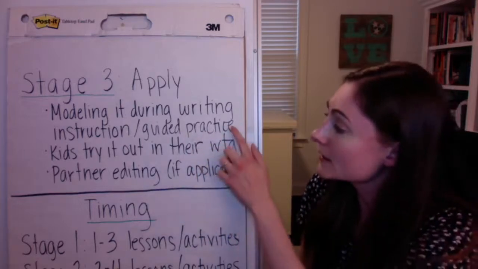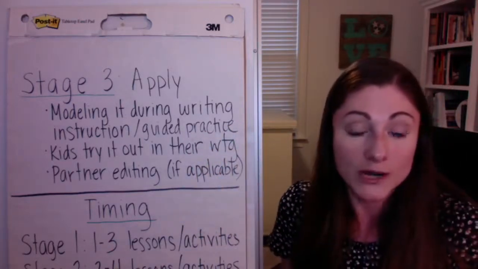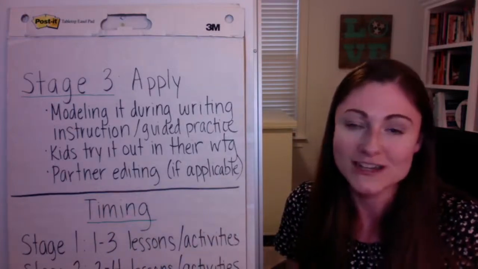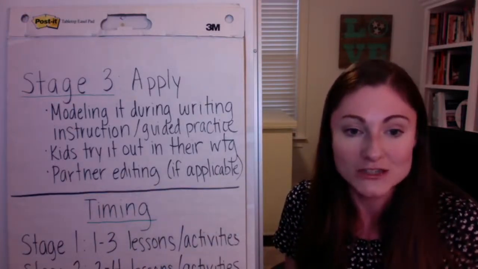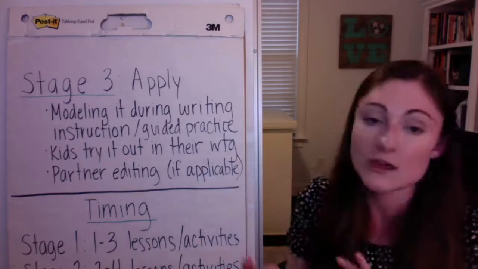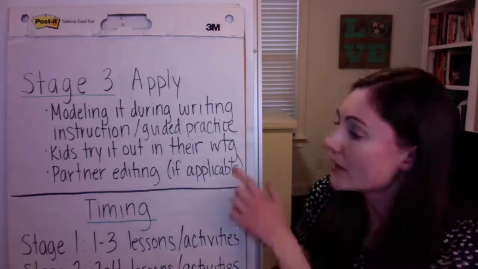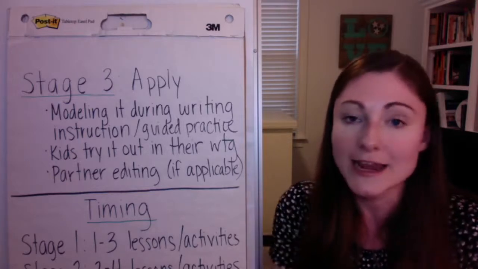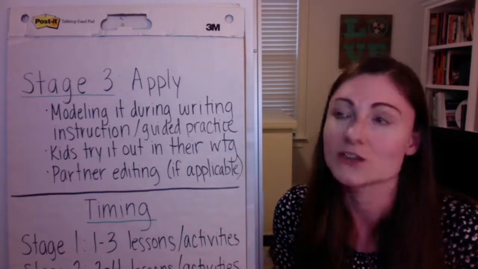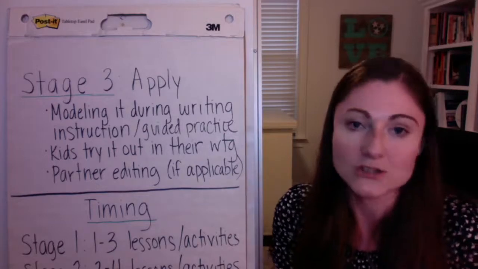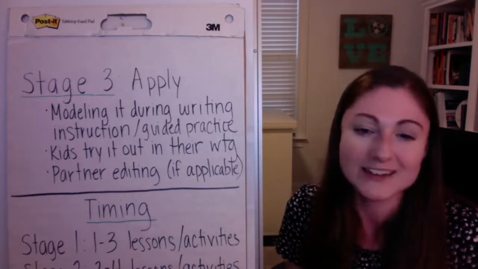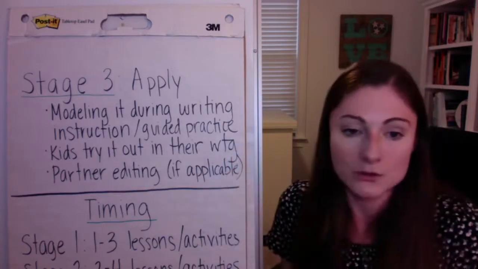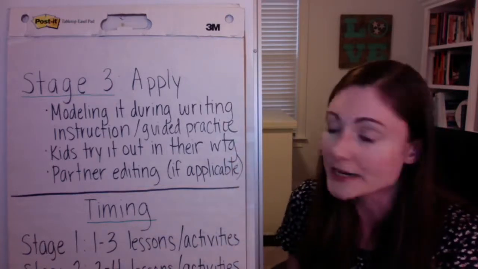So you're modeling, maybe there's some sort of shared writing opportunity where as a class, you're writing, for example, a nonfiction text, and the kids are supplying adjectives for you to write into the piece. So there's going to be some guided practice. And then eventually the kids are going to try it out in their writing. So you might say, okay, take a piece that's finished or almost finished and see where you can add an adjective. You'd probably be more specific than that. And it depends on the genre that you're working on. But we want our kids to take what they're learning and actually try it out in their writing.